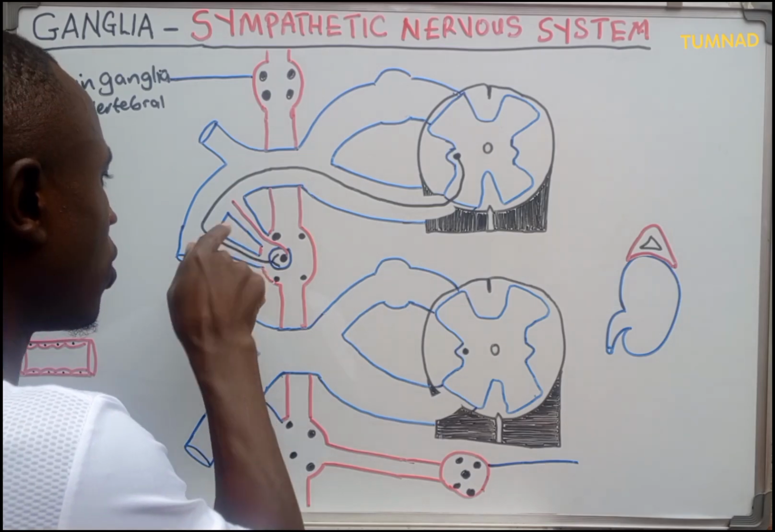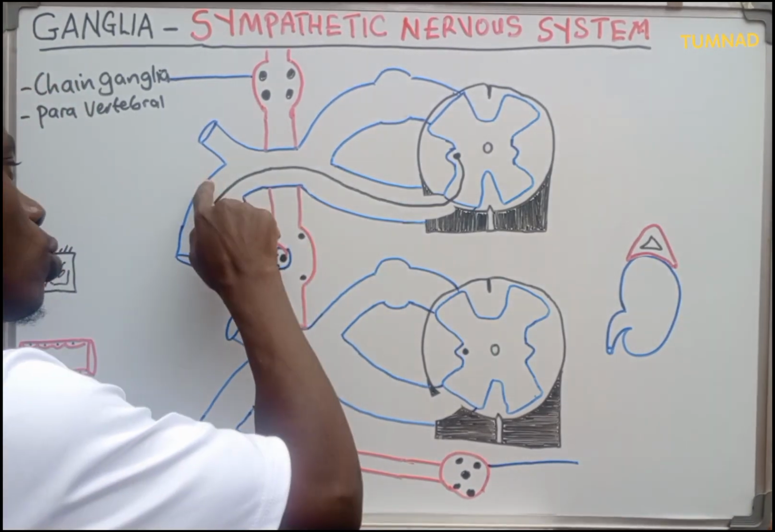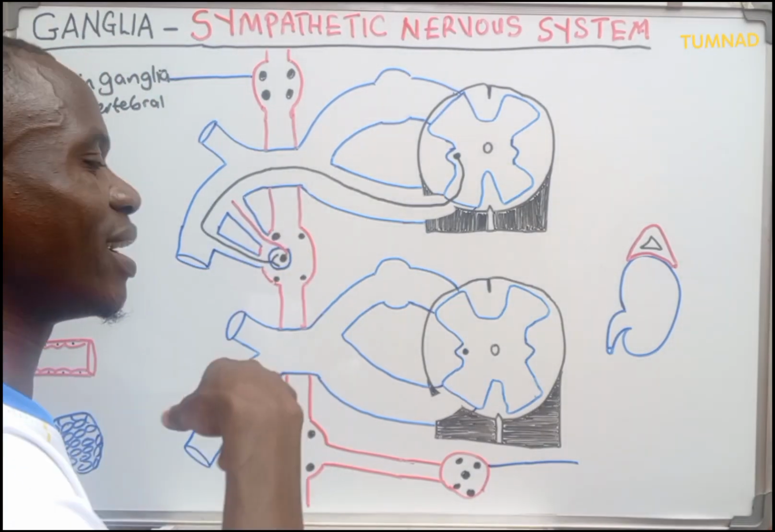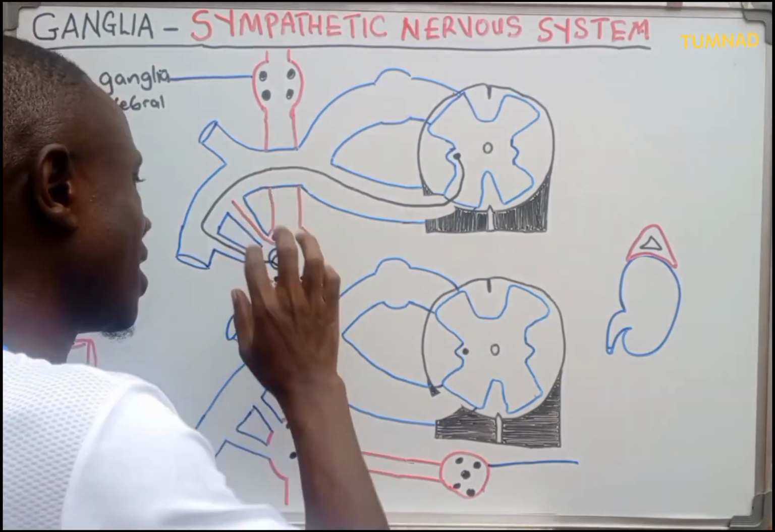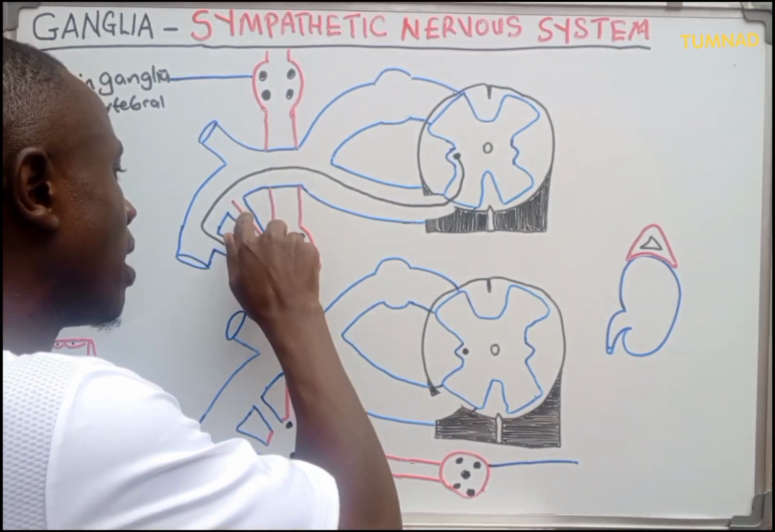Now, how do we call this tube? This tube, which is now coming off from this chain ganglia, and then comes to join back into what we call the ventral rami. This is what we call the gray rami communicants. The axon fibers which are going to be passing here are not going to be myelinated. That's what is called the gray rami communicants.